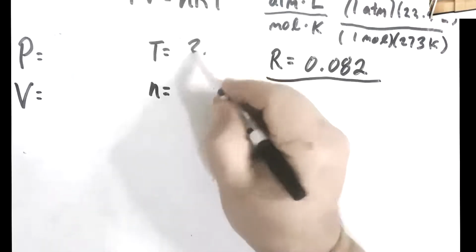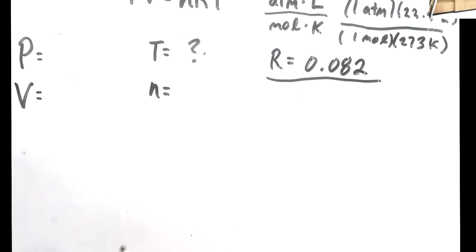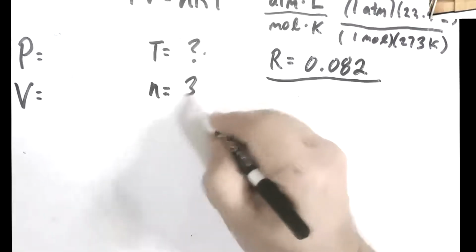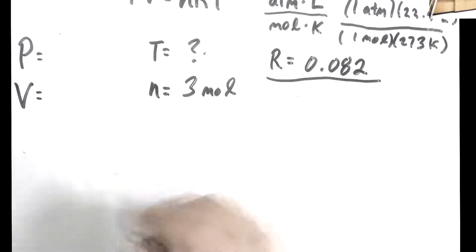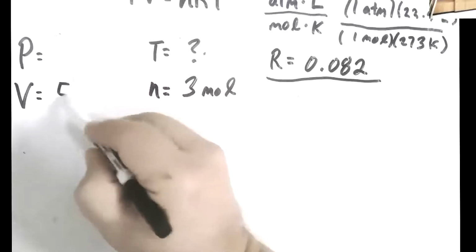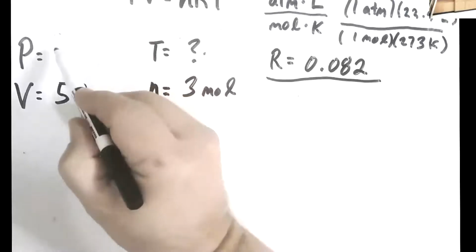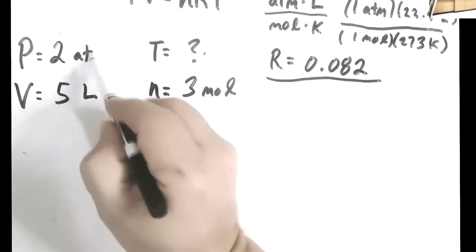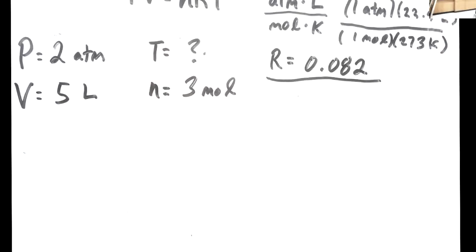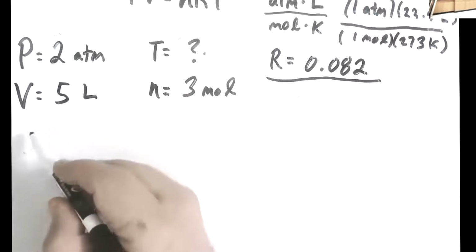Okay, so now we're going to solve for temperature. We're going to make temperature our unknown. Our number of moles, we'll say that we have 3 moles this time. We'll say that the sample occupies a volume of 5 liters and that we are at a pressure of 2 atmospheres. All right, so here we go. We're going to set up and solve.